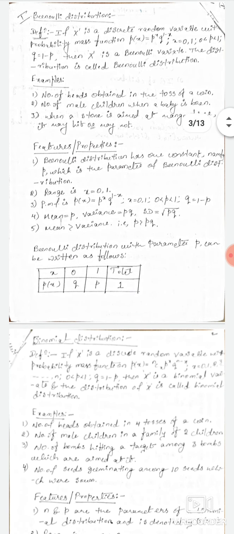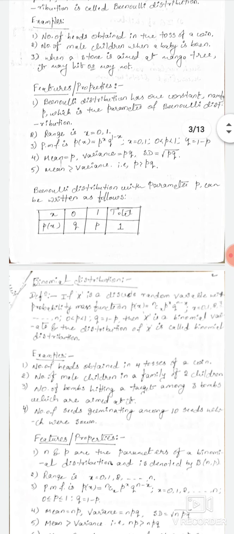The distribution is called Bernoulli distribution, and examples for Bernoulli distribution are the number of heads obtained in the toss of a coin, the number of male children when a baby is born, and when a stone is aimed at a mango tree, it may hit or it may not hit.